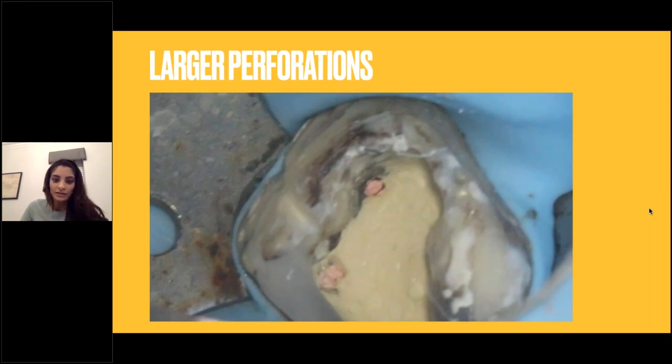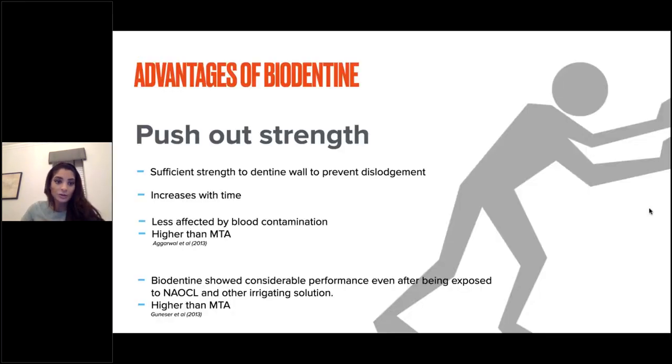I'm going to be showing you the results of this case in a minute, but I firstly want to talk about the push-out strength of Biodentine. Now, this is really an important property when mending perforations, because once we're placing the material, we don't want it to be pushed out of the perforation repair, and it has to have sufficient strength to prevent dislodgement. So the push-out strength of Biodentine, like many of its properties, increases with time.